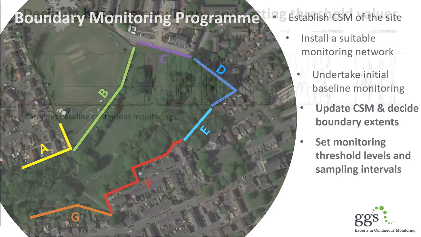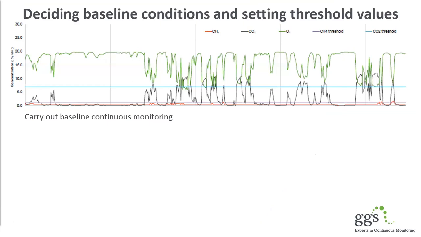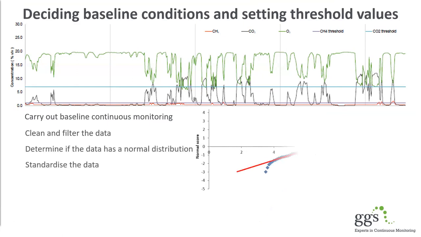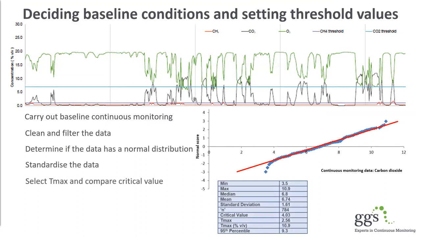I'm going to take an example here. We've got some CO2 data, some continuous data. It's actually everything, but we're going to look at CO2. This could be, let's say, a new landfill where we want to see what's going on before we tip any waste. Well, just in the natural background conditions here, we're getting CO2 in the 9-10% mark. So we do that monitoring. We then clean and filter that data, determine if it has a normal distribution or not, and then standardize it. We then do some statistics on that data.